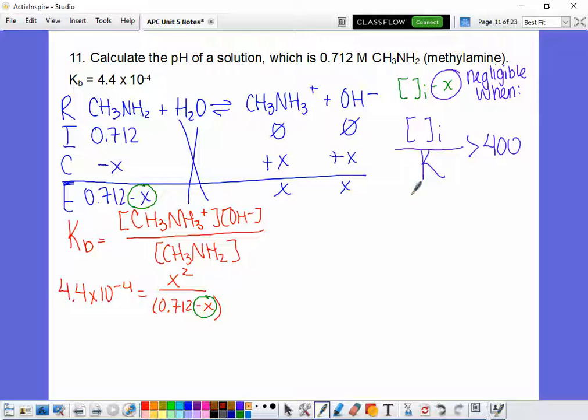We have 0.712, and we're going to divide that by 4.4 times 10 to the negative 4. Go ahead and do that. And what do you get? Yeah, like 1618, and then it's point something. Is that greater than 400? Yeah. Okay. So therefore, we can omit the minus x. So then it just becomes x squared over 0.712.